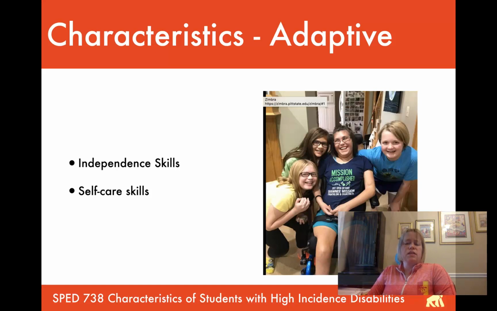And so those independent skills, self-care skills, those are things that you want to focus on within the IEP for students with multiple disabilities, to have goals for those skills, to talk to the parents about what the priorities are for independence and for self-care skills. It's a great opportunity to really combine some of the needs at home and at school and have some goals related to those adaptive characteristics.